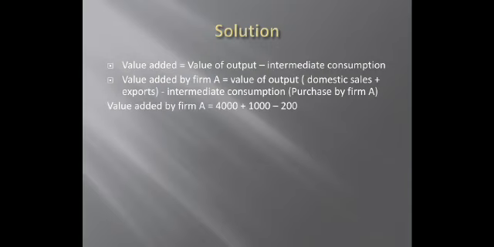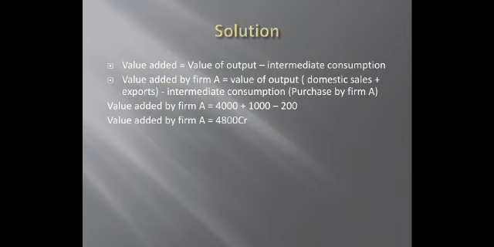By putting the values, we get value added by firm A equals 4,000, that is domestic sale, plus 1,000, that is export, minus purchase by firm A, that is 200. So after evaluating, we get value added by firm A equals 4,800 crore.